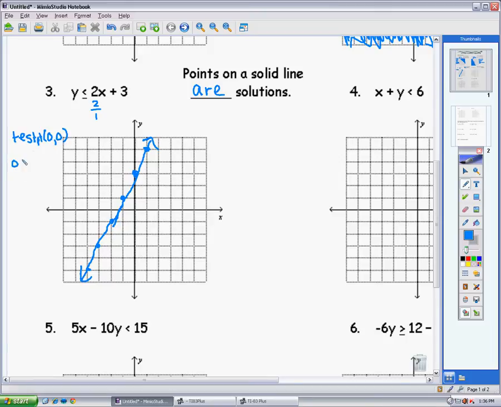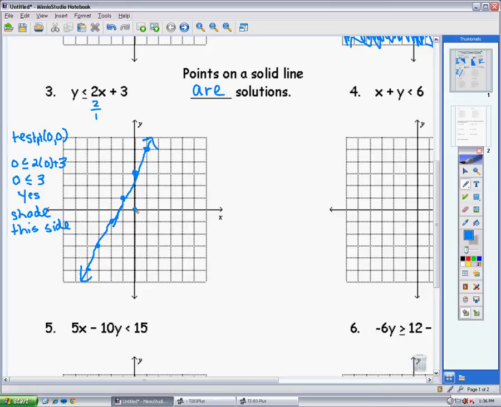So I get 0 is less than or equal to 2 times 0 plus 3. 0 is less than or equal to 3. Is 0 less than or equal to 3? Yes. So that is a true statement. Here's my test point here. So that means I need to shade this side.